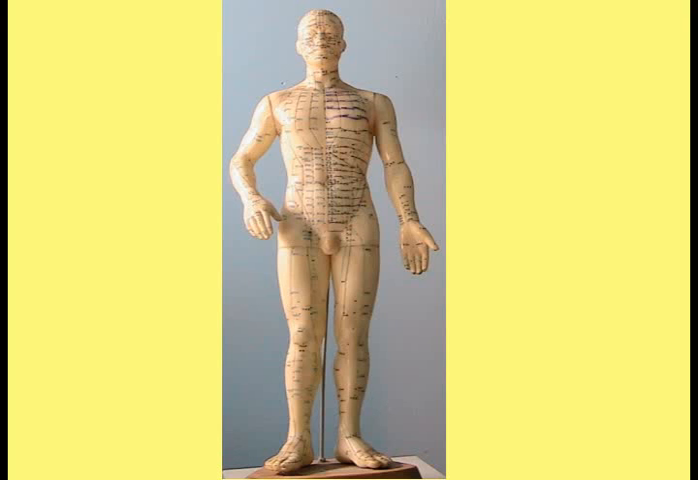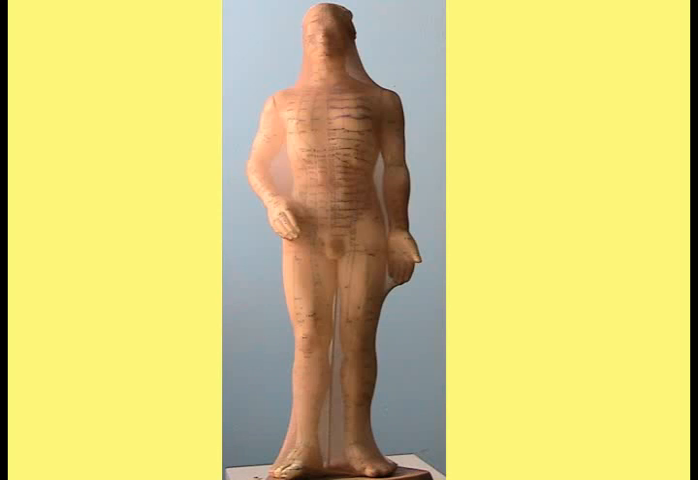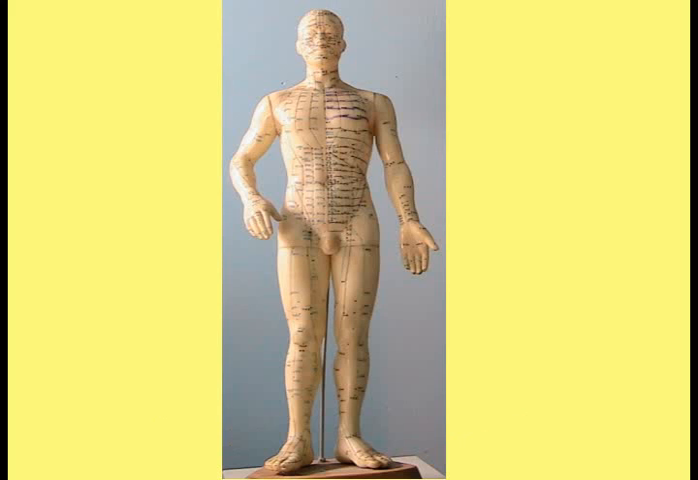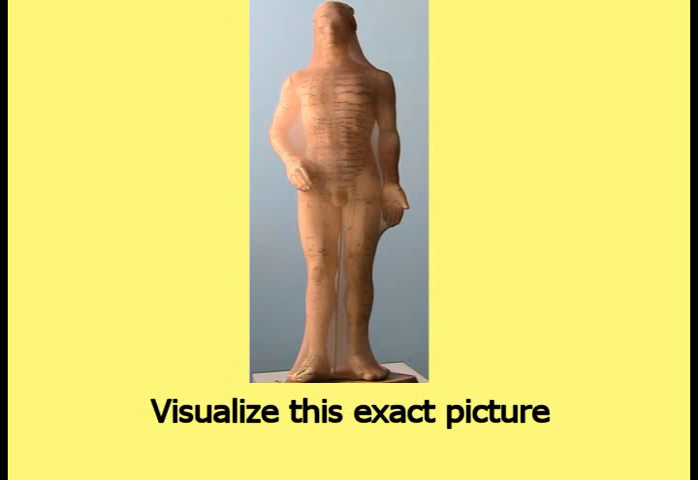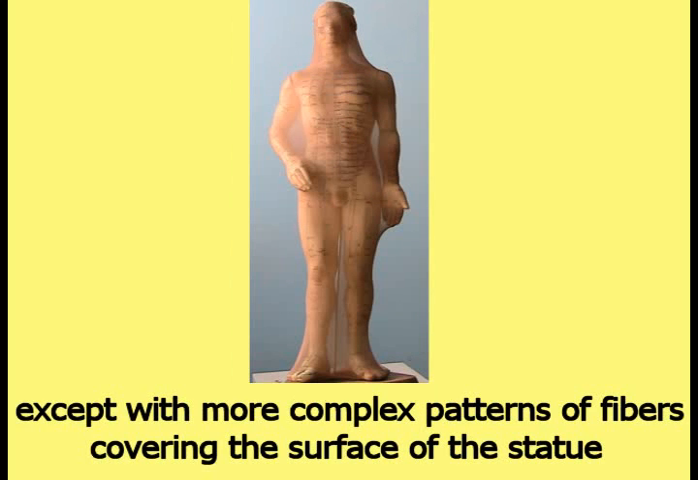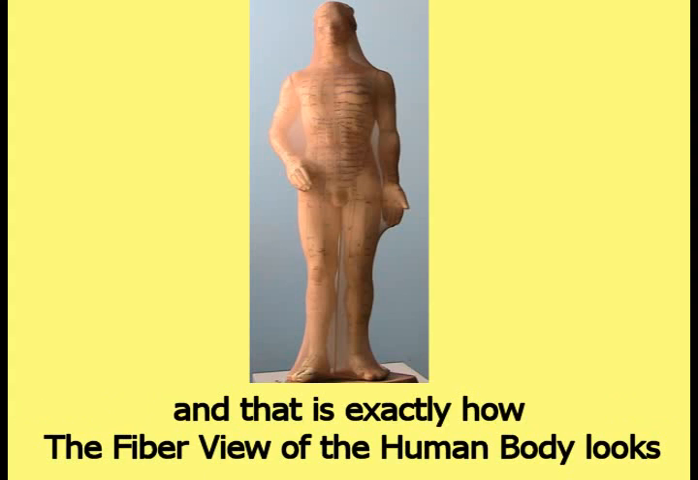This picture shows a statue of a human body. In this picture, the nylons have been pulled down over the head of the statue all the way down to its feet. Instead of a solid appearing surface, the statue now looks like it is composed of an interwoven pattern of vertical and horizontally running fibers. This picture is the fiber view of the human body. Visualize this exact picture except with more complex patterns of fibers covering the surface of the statue, and that is exactly how the fiber view of the human body looks.